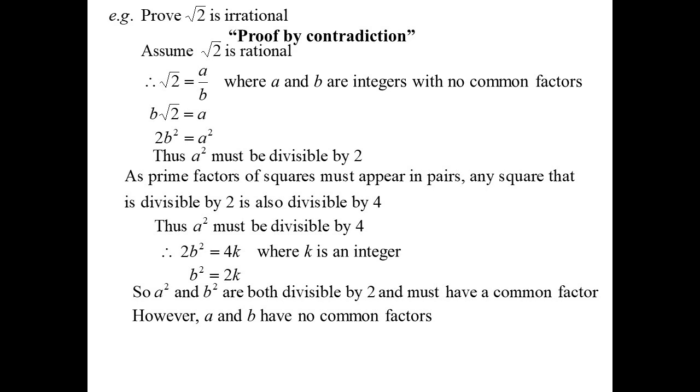In the very first line I said they have no common factors, but now by using that fact, I've come up with the conclusion that they have a common factor. I'm contradicting myself. Therefore, my original assumption must be incorrect. So the square root of 2 can't be rational. Therefore, it's irrational by contradiction.